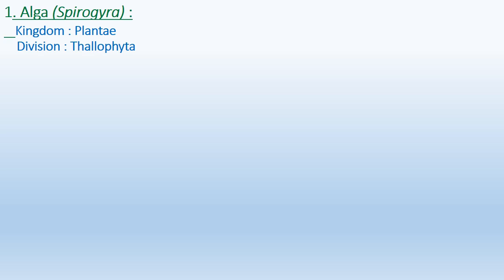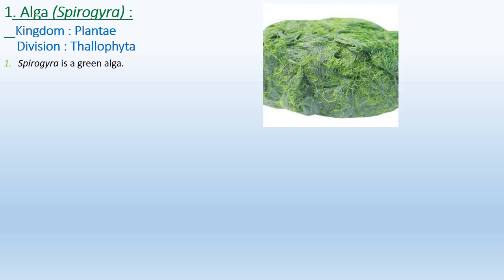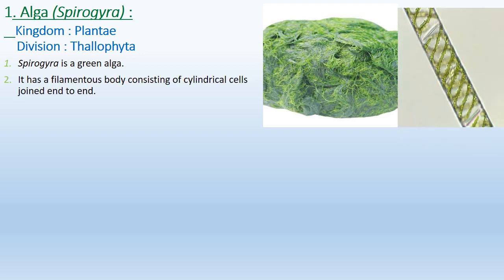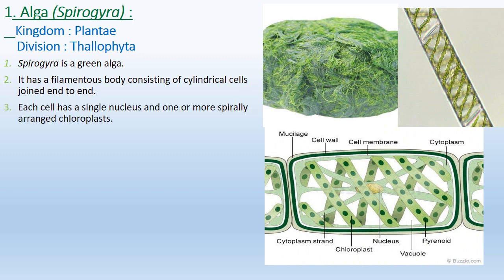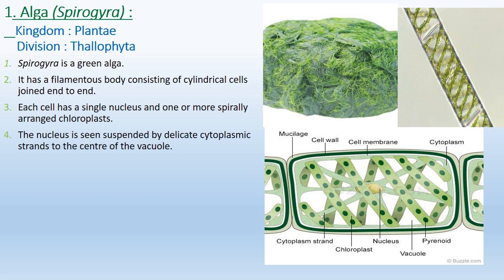The first plant is an alga known as Spirogyra from the kingdom Plantae and division Thallophyta. So Spirogyra is a green alga. It has a filamentous body consisting of cylindrical cells joined end to end. Each cell has a single nucleus and one or more spirally arranged chloroplasts.